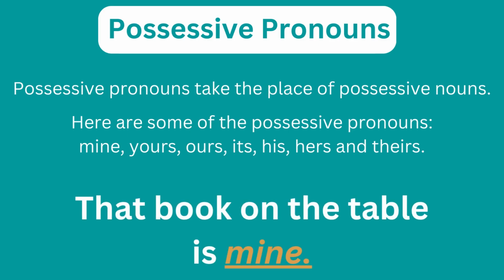Here is an example of a sentence using a possessive pronoun. That book on the table is mine. Possessive pronouns show ownership. That book on the table is mine shows us that the speaker owns the book. Please note that possessive pronouns do not need an apostrophe to indicate possession.